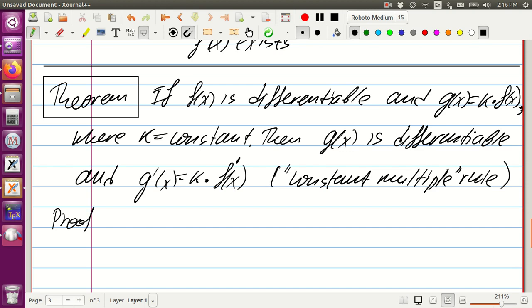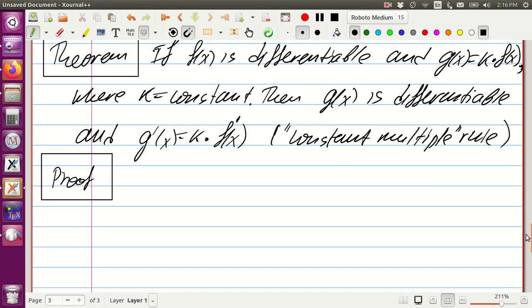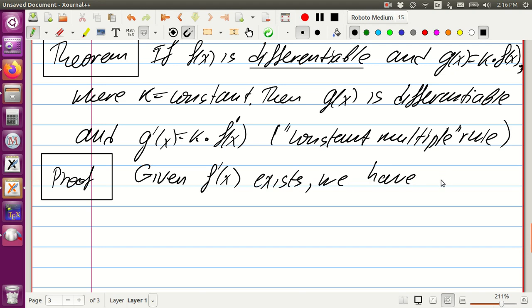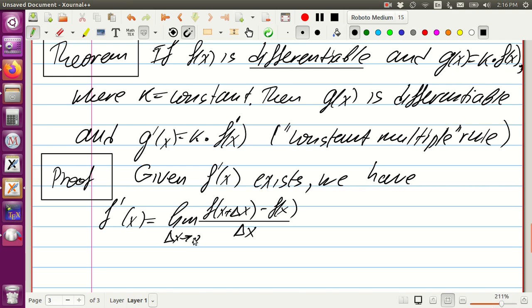So let's try to prove this rule. Okay, so what would be the proof? We're given that f prime of x exists. Why? Because it says that f of x is differentiable. But if f prime exists, we have that f prime of x is equal to the limit of f of x plus delta x minus f of x over delta x, as delta x approaches 0. So what does it tell us? It tells us that this limit exists, so everything is fine with this expression because f is a differentiable function.